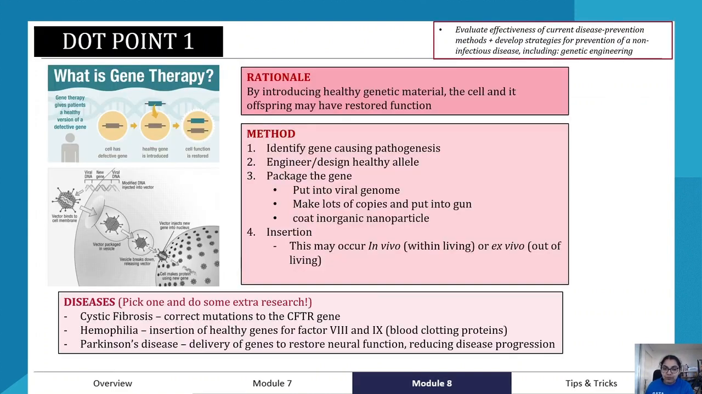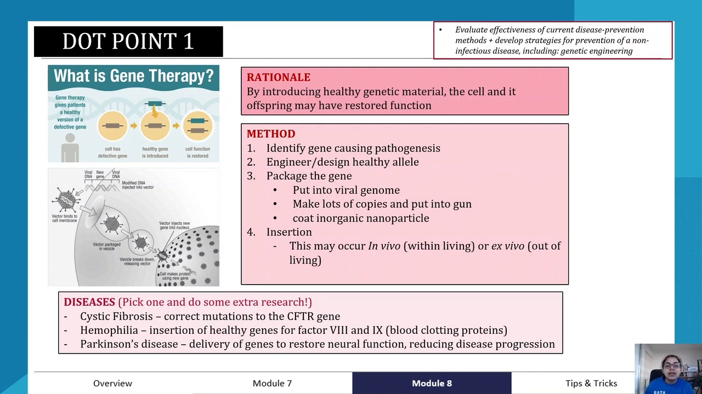Now, evaluating effectiveness of current disease prevention methods, and also developing strategies for prevention of a non-infectious disease, including genetic engineering. This is something you would have looked at in Module 6, and we're now following through with it. So gene therapy, what are we focusing on? By introducing healthy genetic material, the cell and its offspring can have restored function. We want to restore the function by introducing healthy material.